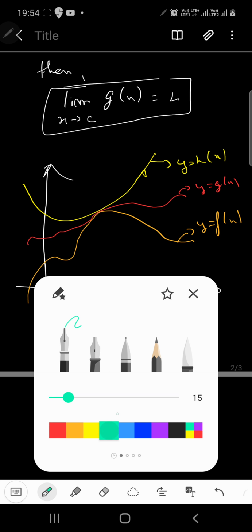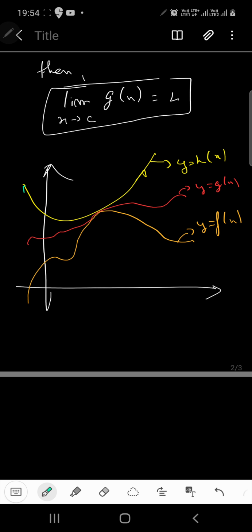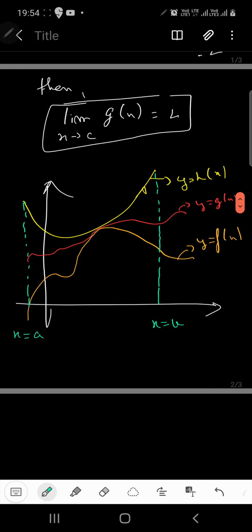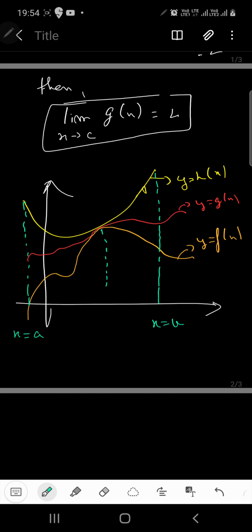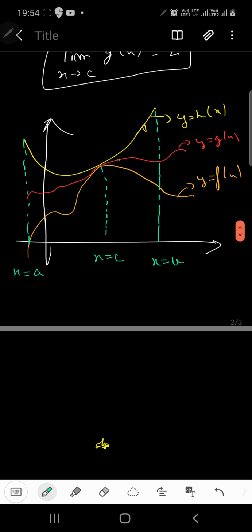Okay, now we consider the interval, this to be x equals a, and say this to be x equals b. So we can basically see that between these two intervals the condition f(x) less than or equal to g(x) less than or equal to h(x) is carefully followed. And see, if I consider this point as x equals c, then we can easily find that the limit x tends to c h(x) is equal to the limit x tends to c f(x), which basically implies that the limit x tends to c g(x) will also be the same.